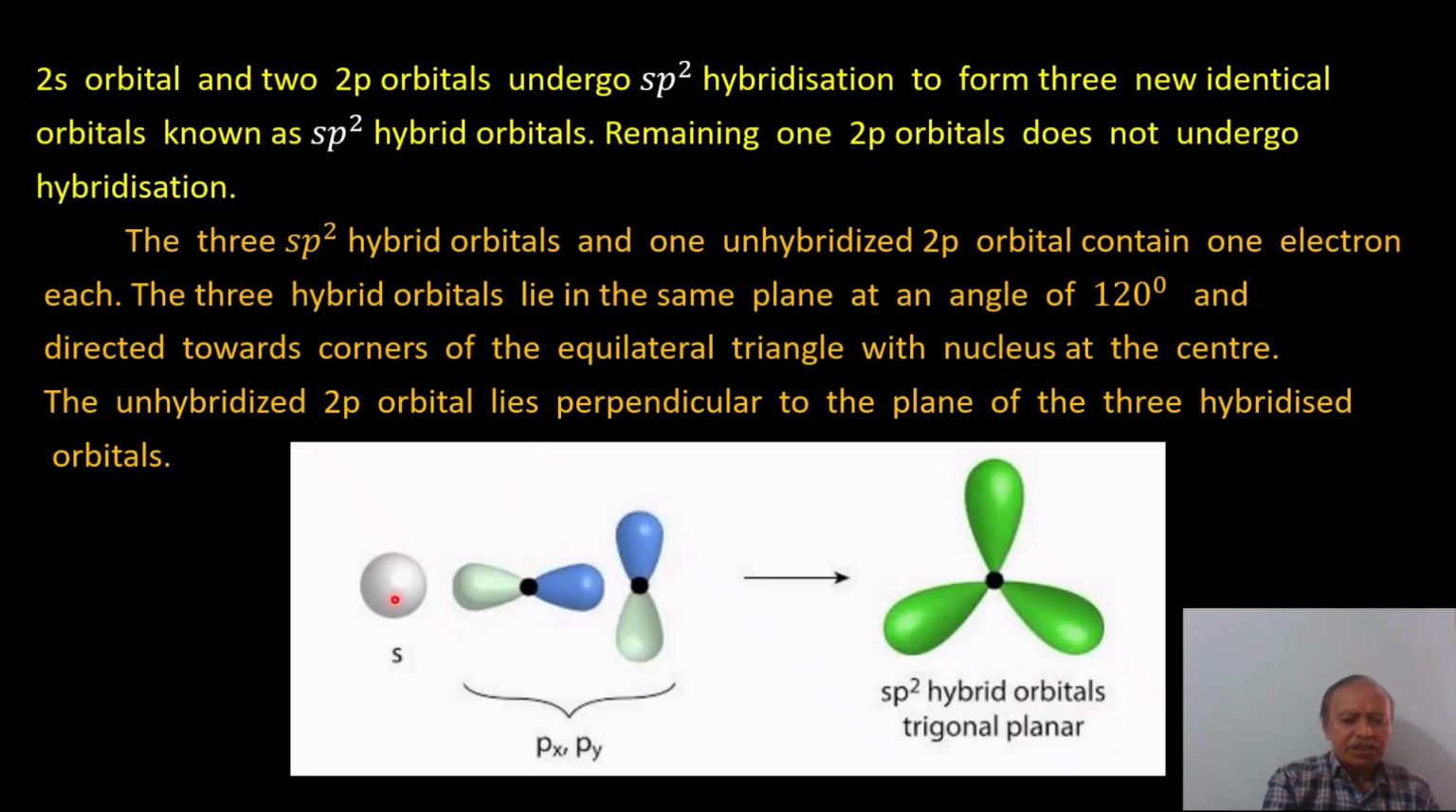So this is the 1s orbital, and these are the 2p orbitals. They mix with each other. Totally 3 are mixing, so 3 new hybrid orbitals will be formed. These are the new orbitals, known as the hybrid orbitals. Each one is called an sp2 hybrid orbital. So they are in the same plane. And the unhybridized p orbital will be perpendicular to the plane of these 3.